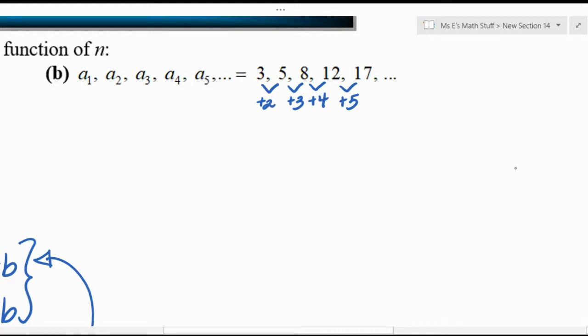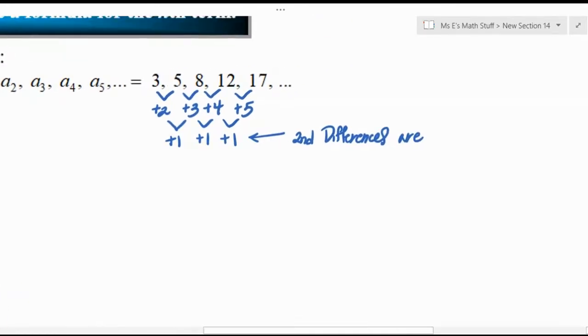And so what you could do is look at your second row of differences. What would you do to get from 2 to 3? You'd have to add 1. From 3 to 4, you'd have to add 1. From 4 to 5, you'd have to add 1. And so since your second differences are constant, that would imply, I wonder if you have a guess, that instead of a linear model, you'd get a quadratic model for your nth term.